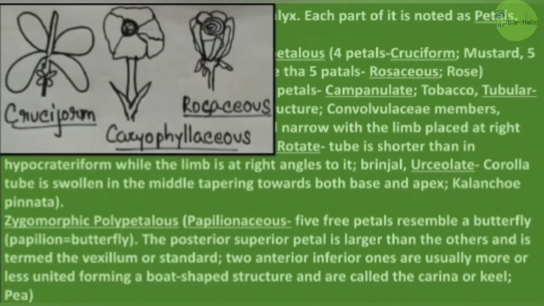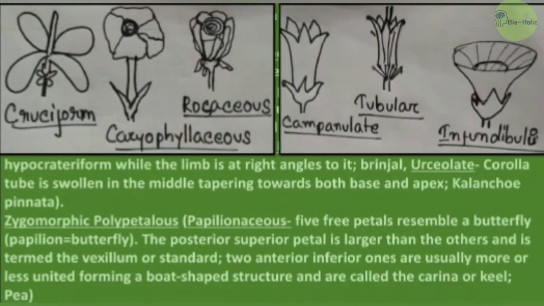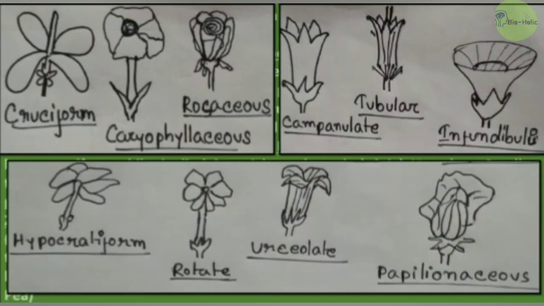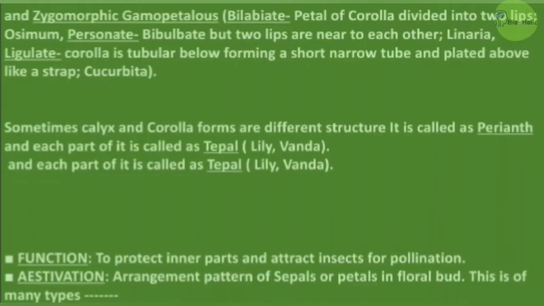This is cruciform, caryophyllaceous and rosaceous. This is campanulate, tubular and infundibuliform, and those are hypocrateriform, rotate, urceolate and papilionaceous. There are also other types, the zygomorphic, gamopetalous. Those can be bilabiate, personate and ligulate.